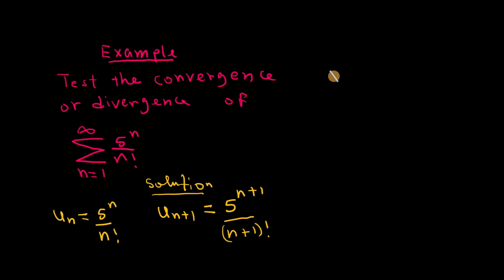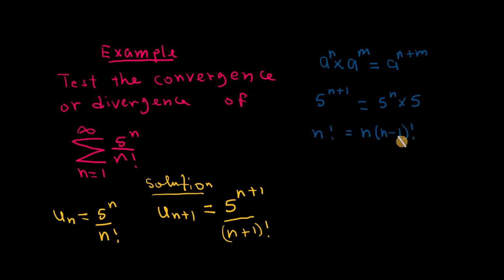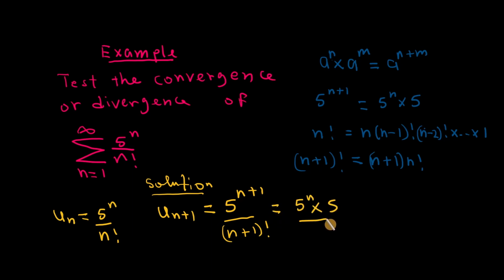You know, from indices, a to the n times a to the m is the same as a to the n plus m. 5 to the n plus 1 is the same as 5 to the n times 5. You also know that n factorial is the same as n times n minus 1 factorial, times n minus 2 factorial, times up to 1. That means n plus 1 factorial is the same as n plus 1 times n factorial. Since n plus 1 minus 1 is n, un plus 1 can be expressed as 5 to the n times 5 all over n plus 1 times n factorial.